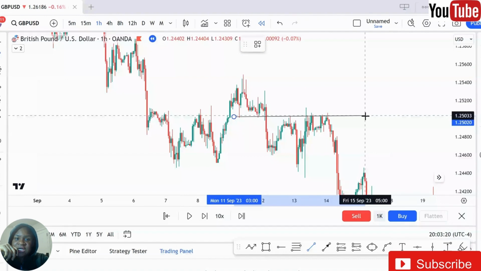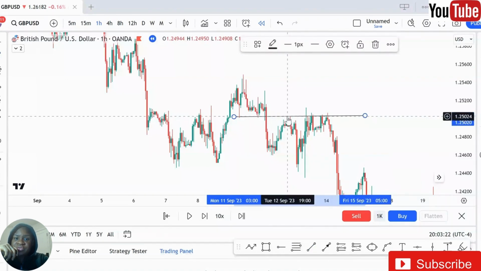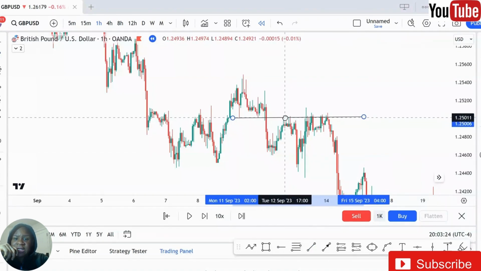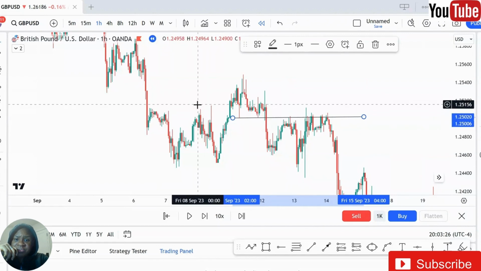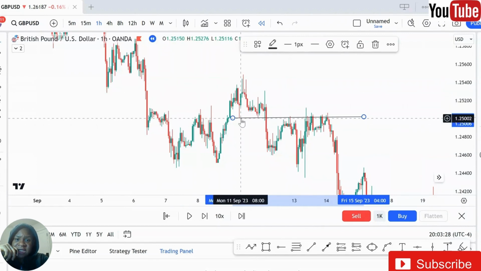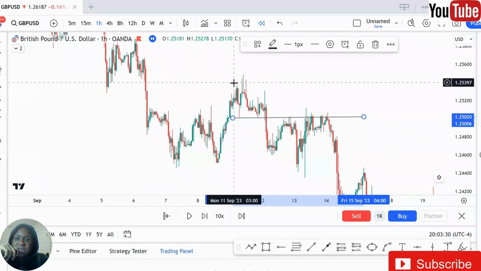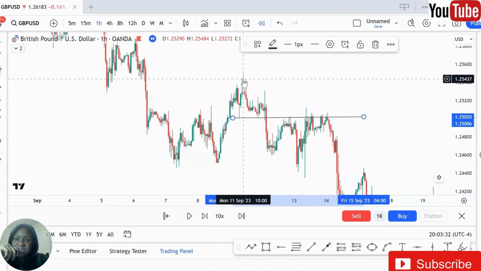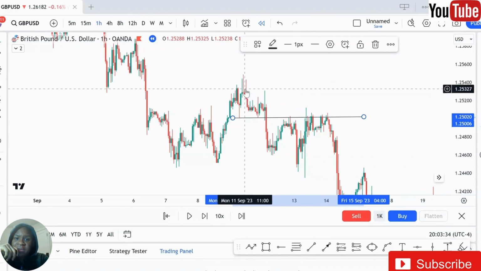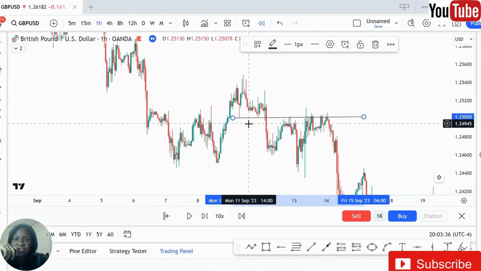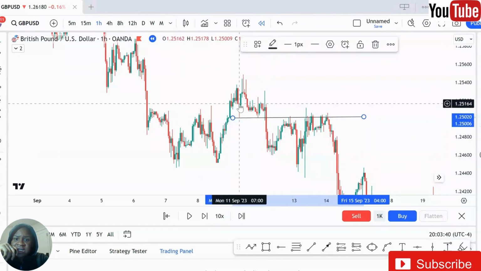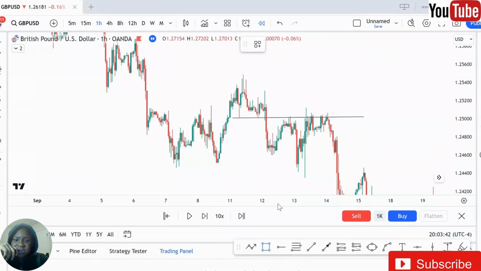Like I said, the more you practice, the more you get to know the difference between a mitigation block and a breaker block. This is a break of structure here. Market came in here, came out, but it did not come out with a body. You can see it did not come out with a body, but it came out with a wick. So it's an invalid break of structure. It came and shifted structure. You can see the structure being shifted here. This other block entirely is a mitigation block.